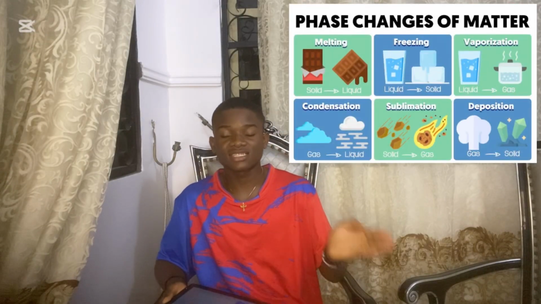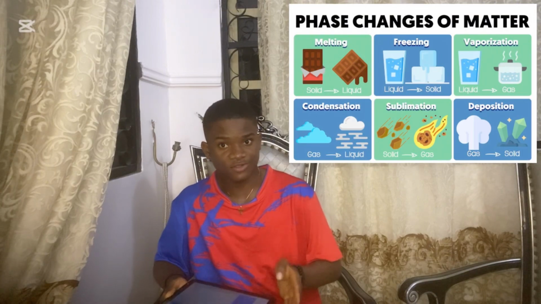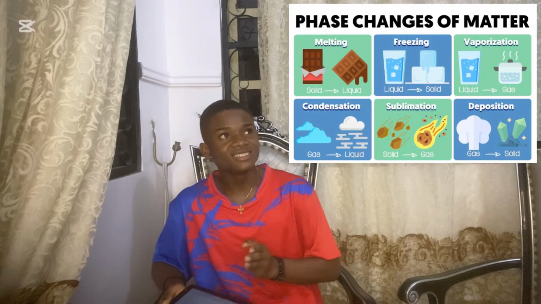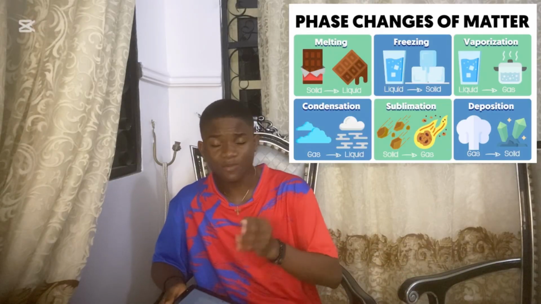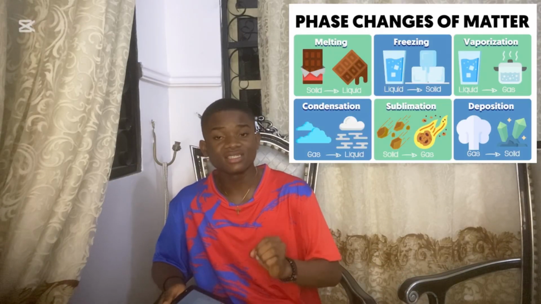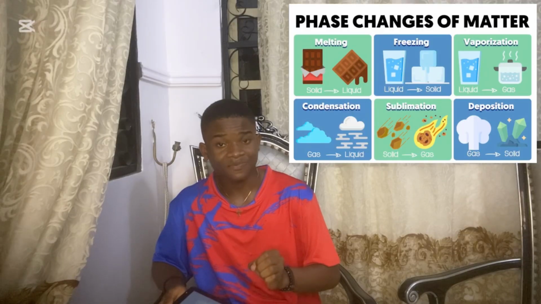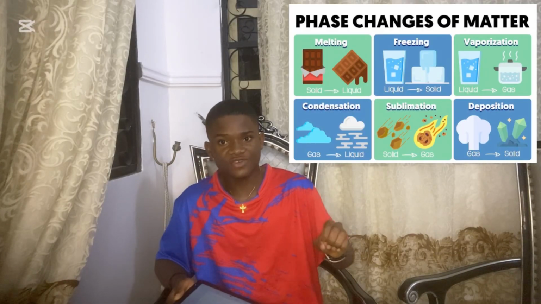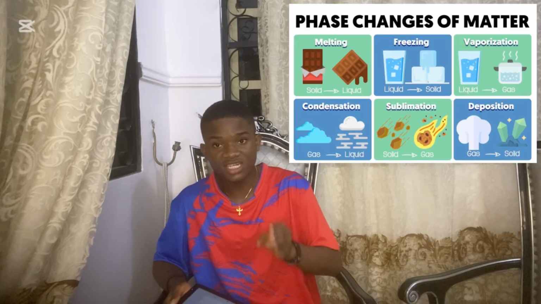So we'll talk about the change of states from these states of matter. When solid changes to liquid, it's known as liquefaction, melting, or fusion. When liquid changes to gas, it is known as vaporization. When solid changes to gas without passing through the liquid state, it is known as sublimation. When liquid changes to solid, it is known as solidification or freezing. When gas changes to liquid, it is known as condensation.